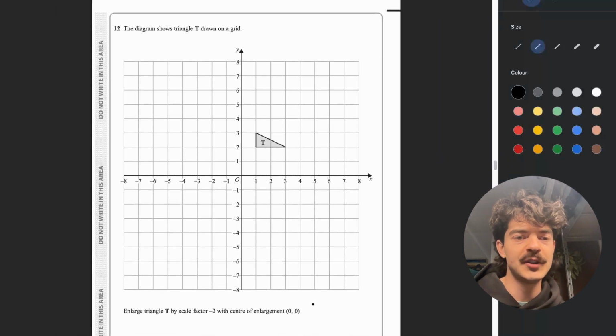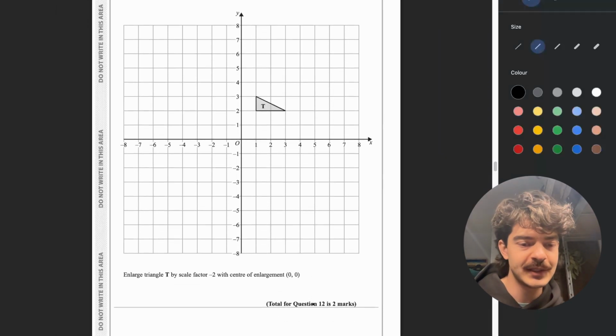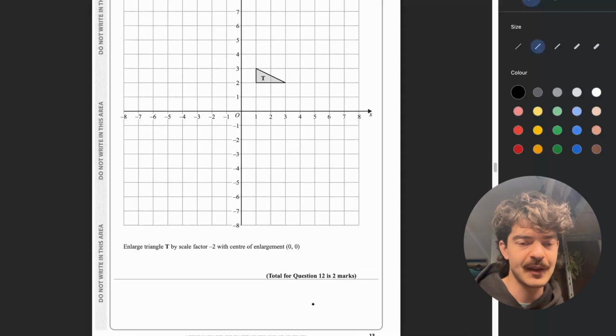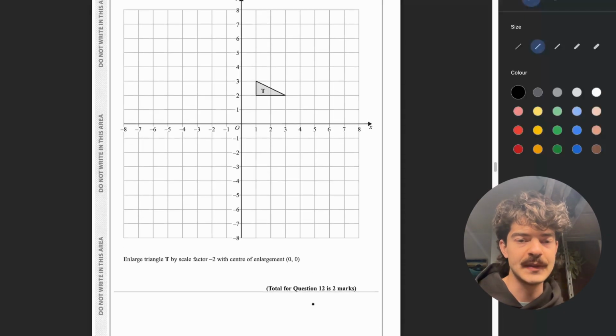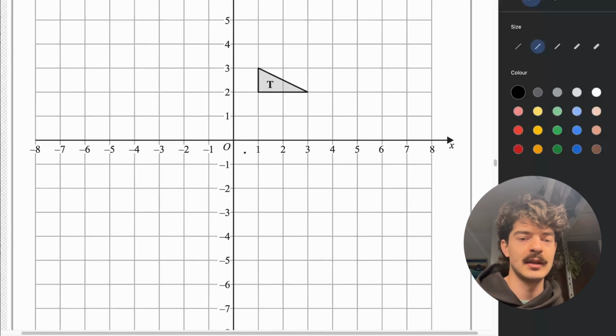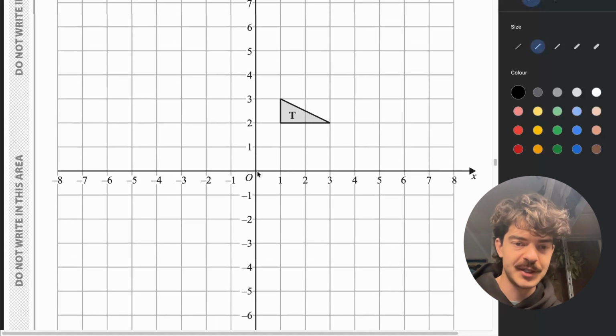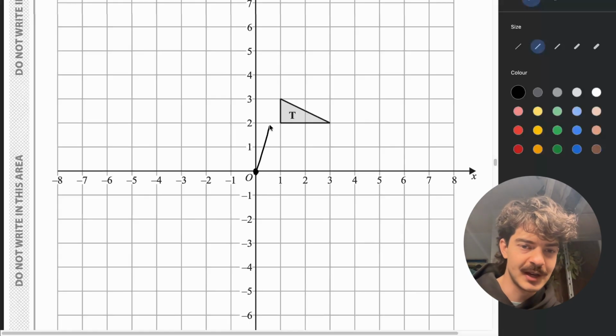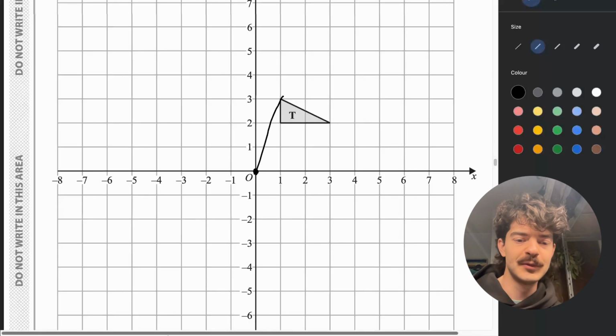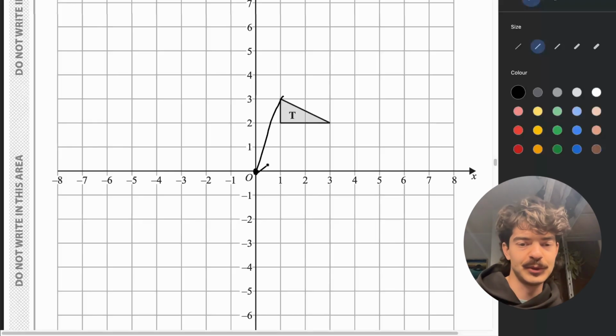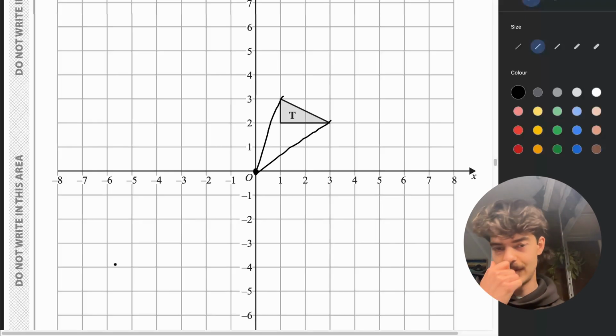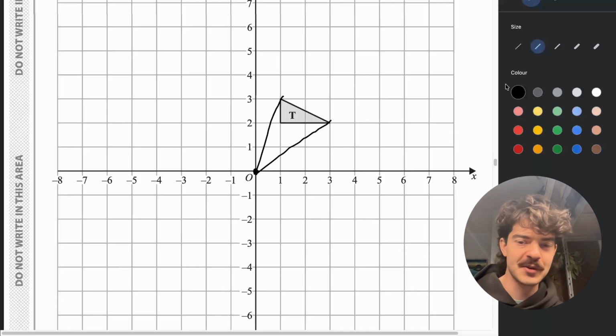The diagram shows triangle T drawn on a grid. Enlarge triangle T by a scale factor of -2 around the point 0, 0. Cool. Okay, so a scale factor of enlargement from a specific point. There it is. There's our point. The nicest way to do this is usually using straight lines. You can get a ruler out, map a straight line from multiple points, and see where they go through the other side of the point. Unfortunately, I don't quite have this luxury on here, so I'm going to do it a slightly more manual way.